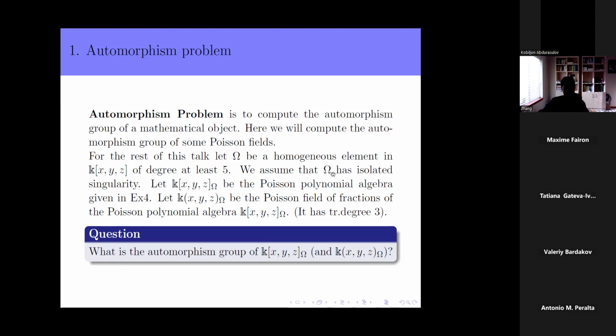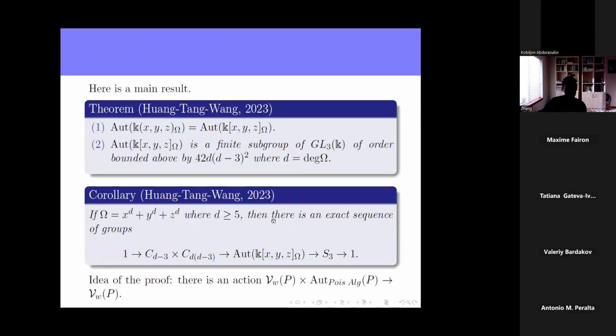So remember that omega is a potential, has an isolated singularity at the origin, and has degree at least 5. That's our hypothesis. So here's one main result. First, the Poisson automorphism group of the Poisson field is equal to the automorphism group of the Poisson algebra. Second, we have an explicit description of this automorphism group, which is a finite subgroup of GL3 of order bounded above by this number, where d is the degree of omega. So I say if d is 5, then this will be 5. But the result works for any d bigger than or equal to 5.